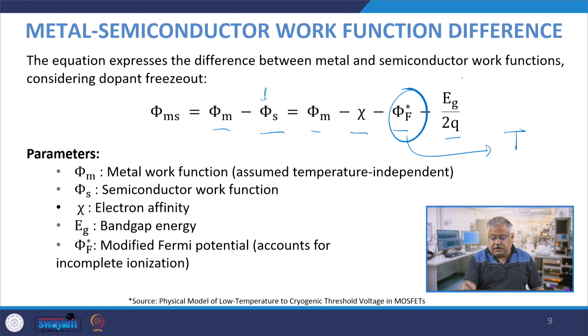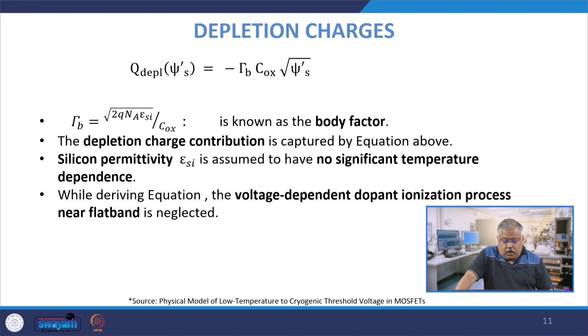This is temperature dependent, but we assume that the dependency is not very large. The dependency is mostly towards the phi f star. Okay. So, we now write that the Q depletion, which is a function of psi s star, is given as minus gamma b times Cox into root psi s. So, there is a direct dependency of the depletion region charge concentration on the effective surface potential, and this gamma b is known as the body factor, and Cox is already known to you. So, what we have learned from this is that the total charge in place at reduced temperature has a square root dependency on the value of the surface potential.